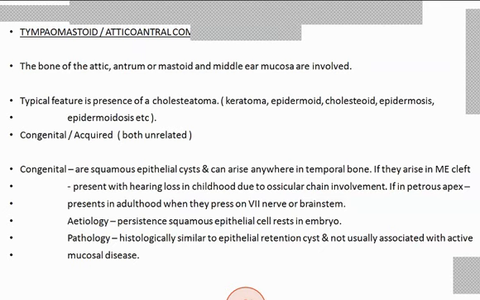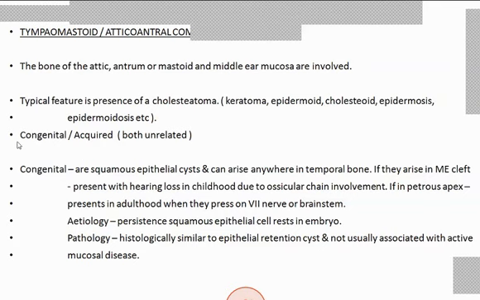Here, the bone of the antrum and the mastoid in the middle of the air cells may be affected. The typical feature is the presence of cholesteatoma. There are synonyms such as keratoma and cholesteatoma. The cholesteatoma is nothing but keratinizing stratified squamous epithelium containing keratin and surrounded by granulation tissue.